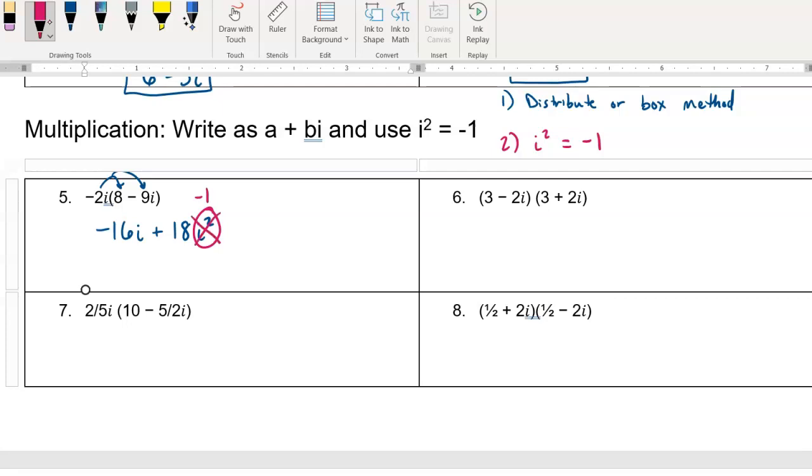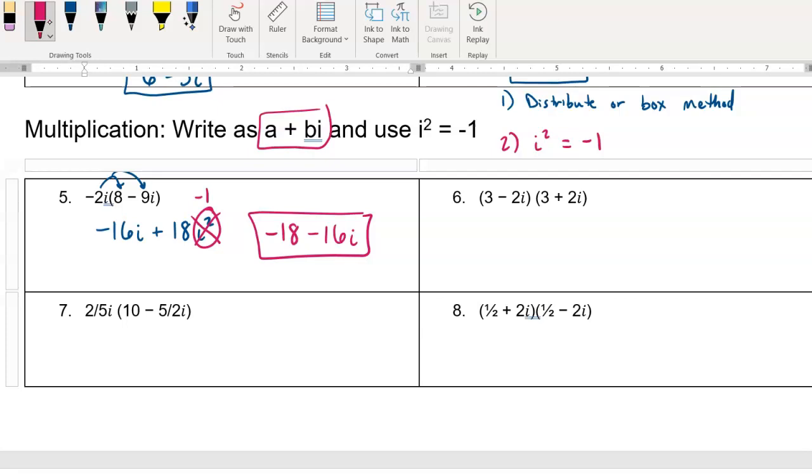So now, let's put this in a plus bi form. So let's put the real number first. So 18 times negative 1 is negative 18. And then that 16i, that's a negative 16i. So my answer, if we put it in this order, would be best. So it'd be negative 18 minus 16i.